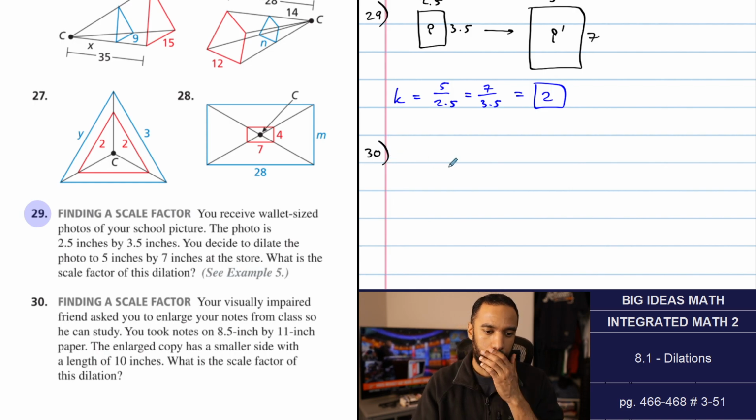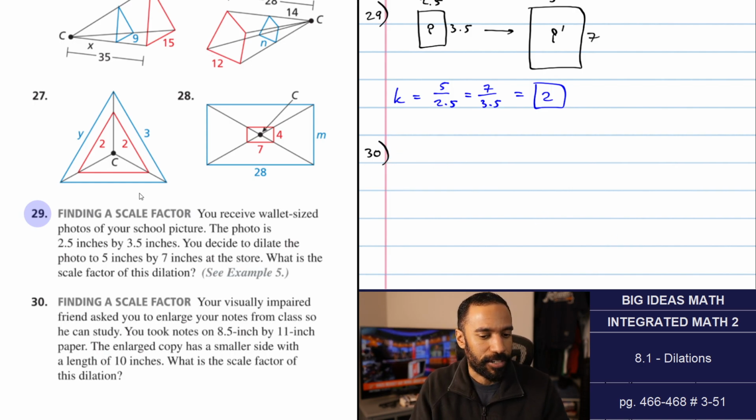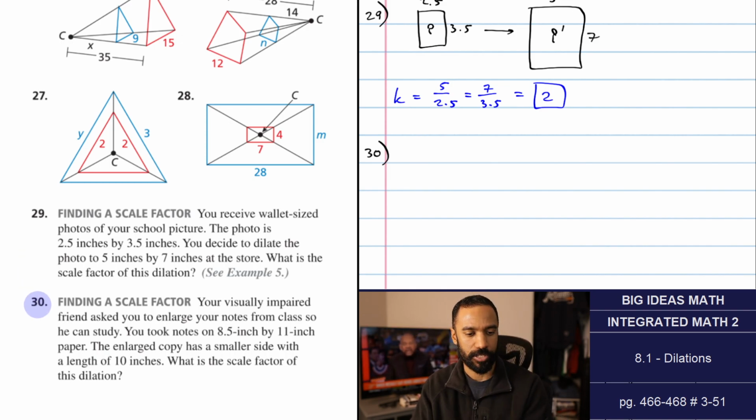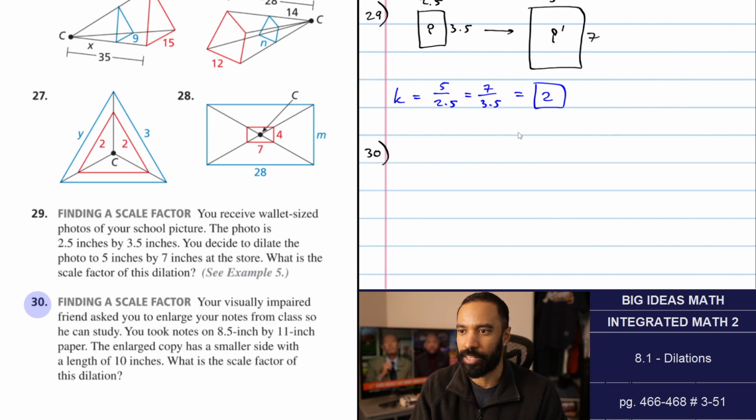Number 30, another finding scale factor. Your visually impaired friend asked you to enlarge your notes from class so he can study. You took notes on 8.5 inch by 11 inch paper. The enlarged copy has a smaller side with a length of 10 inches. What is the scale factor of the dilation?